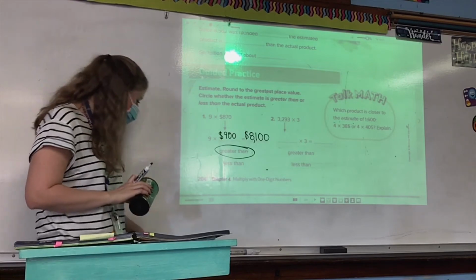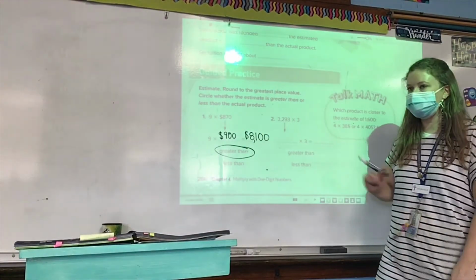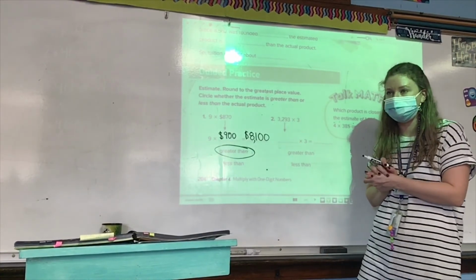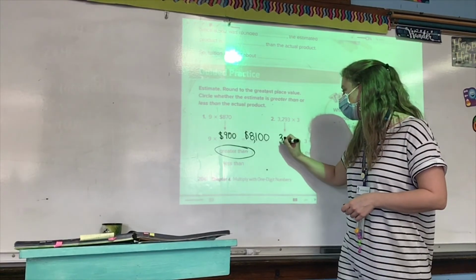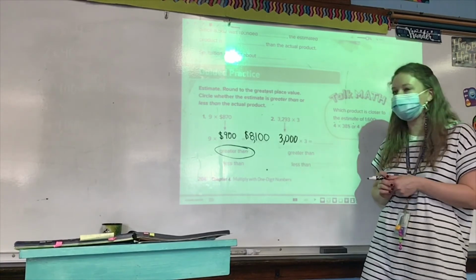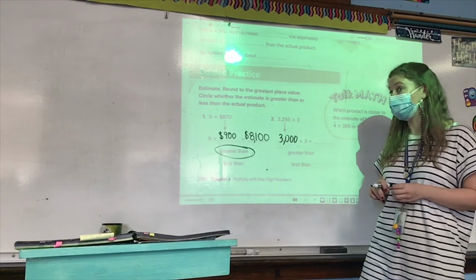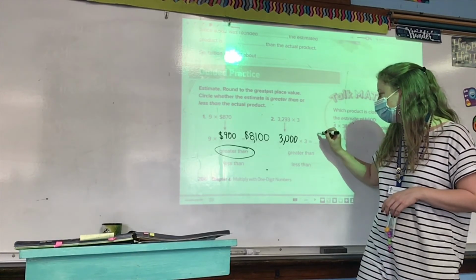Okay, number 2. 3,293 times 3. Kingston, we're rounding. The arrow tells us which one to round. What is 3,293 rounded to the greatest place value? 3,000. Now we just need basic facts and patterns. What's the basic fact in 3,000 times 3? 3 times 3, which equals 9.